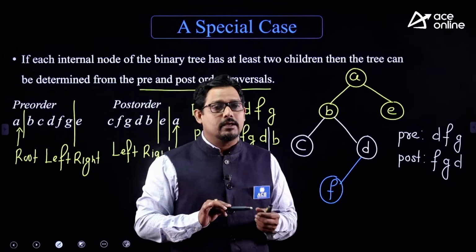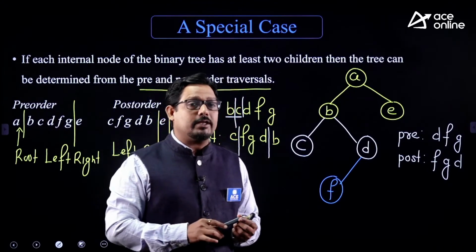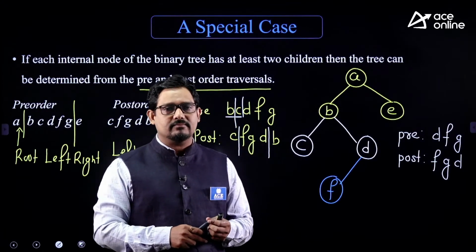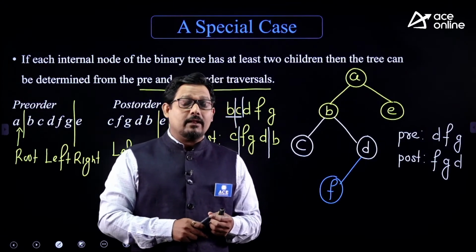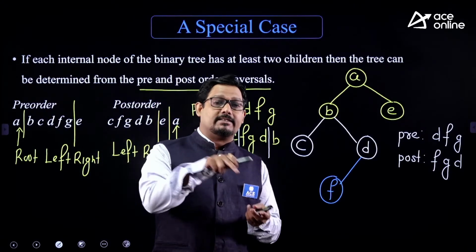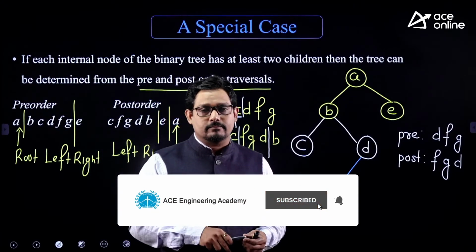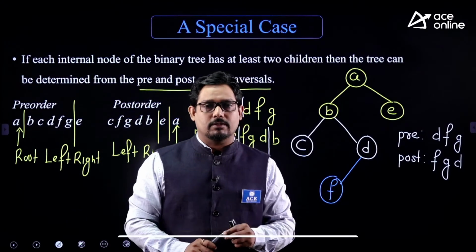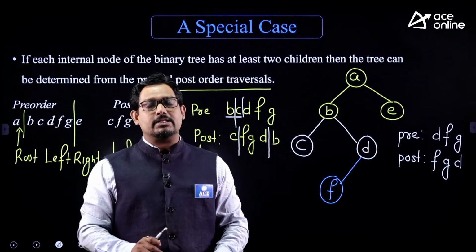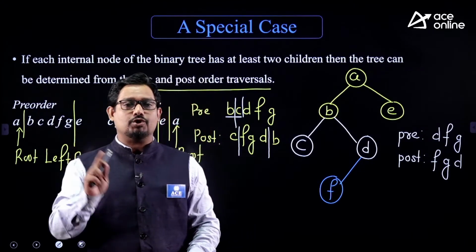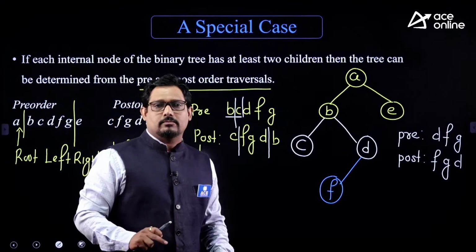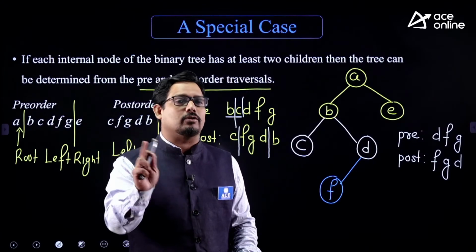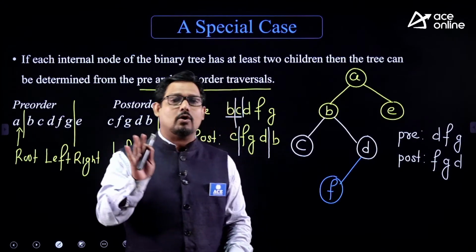Structurally, if that structure is not given to you, it is not possible, because multiple trees are possible for the same post-order and pre-order traversal. But for the special case, there are either 0 or 2 children. Greater than or equal to 2 for an internal node. A leaf node has 0, that can be okay, but an internal node has 2 children.